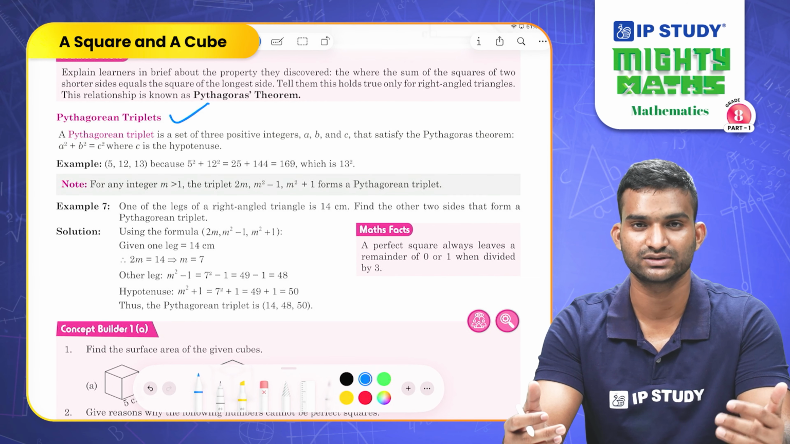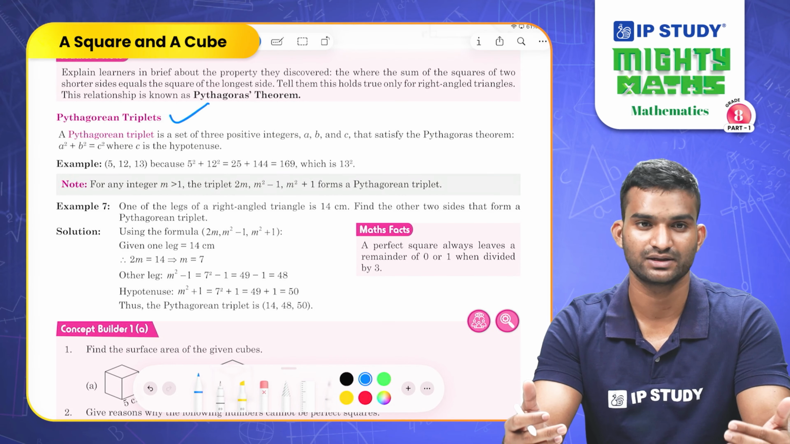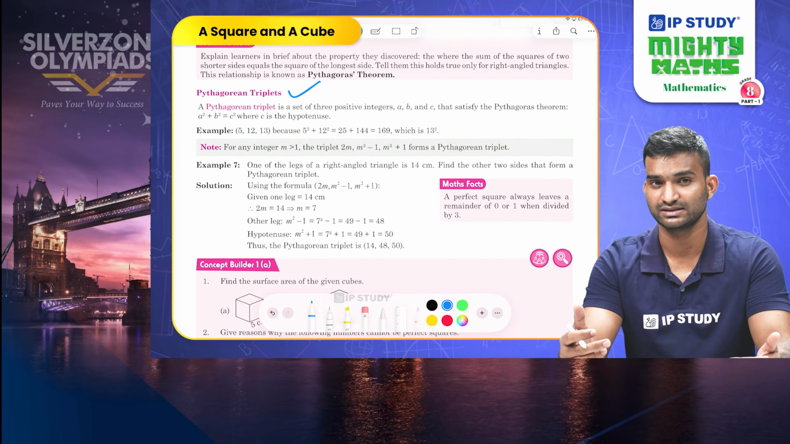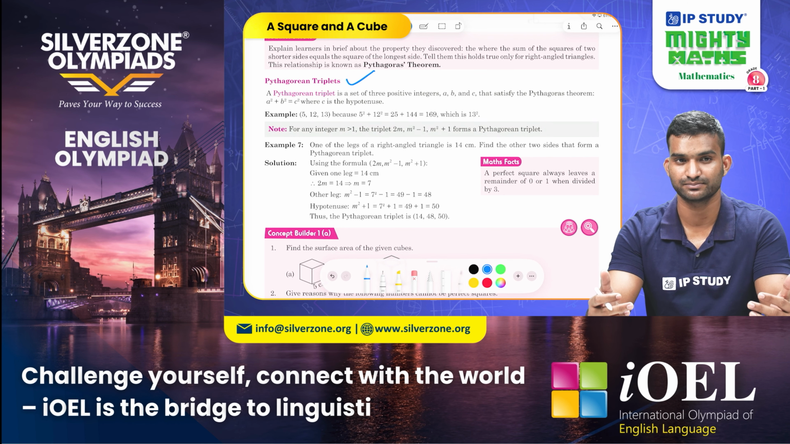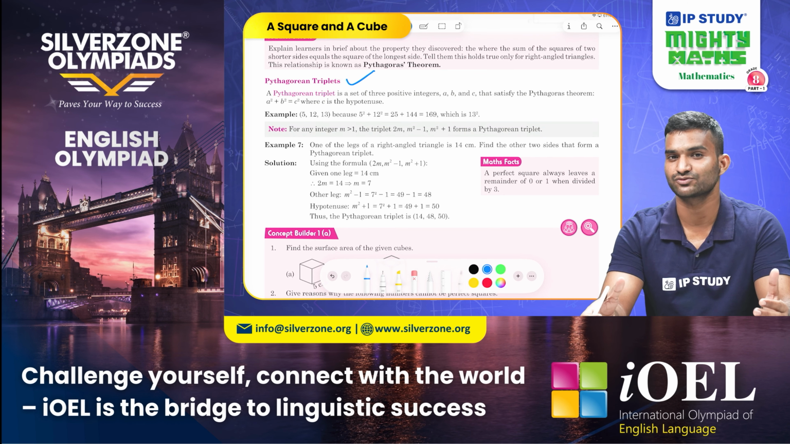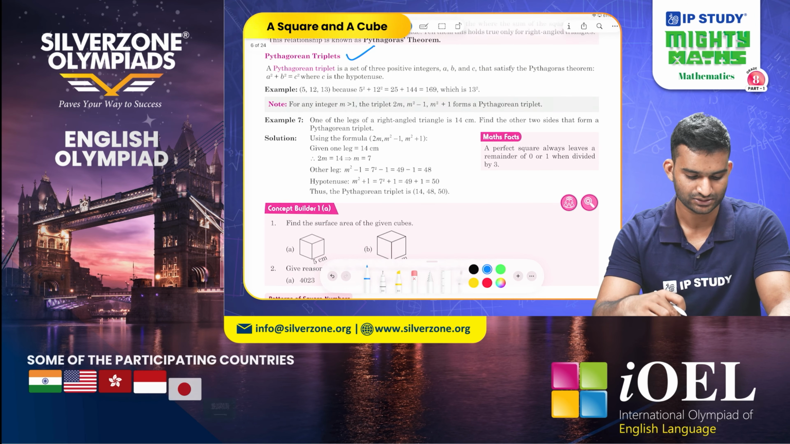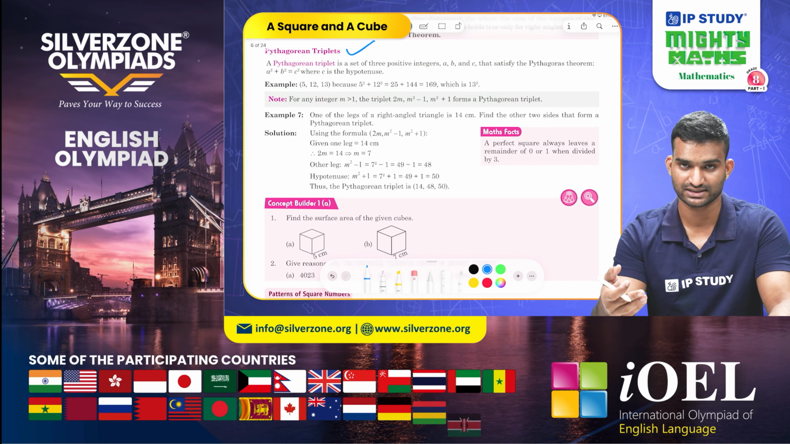Like we have three numbers, for example A, B and C, and whenever we take the sum of squares of any two numbers, that should be the same as the square of the third number, and the third number should be the largest one. So let's understand this using this example.